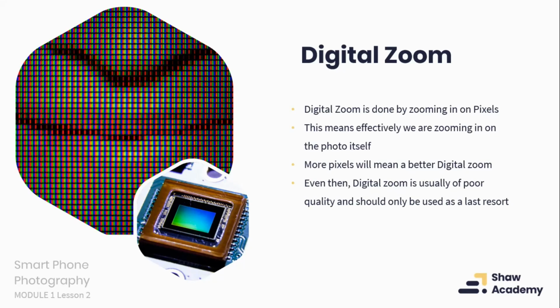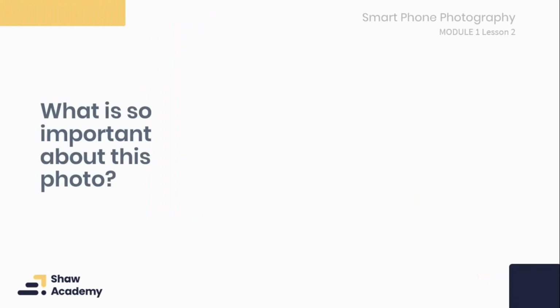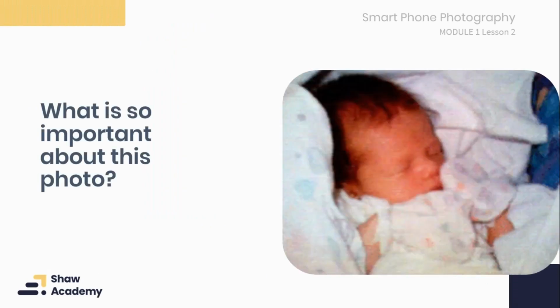Now, that's everything that we need to know about the inside of our lenses for now. Let me ask you a question. This is a tough one, so I'd be very impressed if you know the answer. What is so important about this photograph? Obviously, it's a photograph of a newborn baby. What's so significant about it? This picture has a place in history, and it's a tough one.